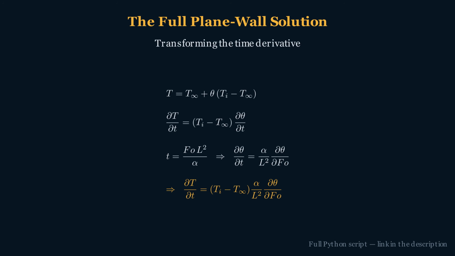Solve the theta definition for t, then differentiate with respect to time; the constant T infinity drops out. Next, use the Fourier number definition to swap a time derivative for a Fourier number derivative, by the chain rule. Combining those two steps gives us the original time derivative entirely in terms of theta and Fo.